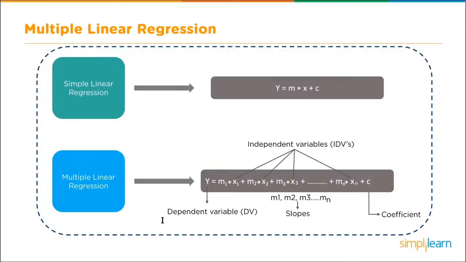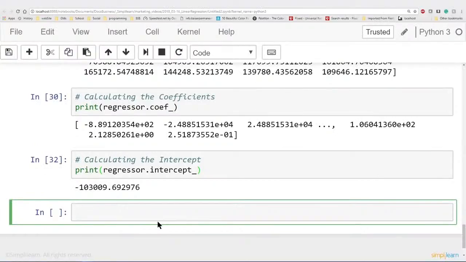Y equals slope 1 times column 1 variable plus slope 2 times column 2 variable, all the way to mn times xn, plus c, the coefficient. Or in this case, you have minus 8.89 to the power of 2, etc., times the first column and the second column and the third column. And then our intercept is the minus 103,009 point. Boy, it gets kind of complicated when you look at it. This is why we don't do this by hand anymore. This is why we have the computer to make these calculations easy to understand and calculate.